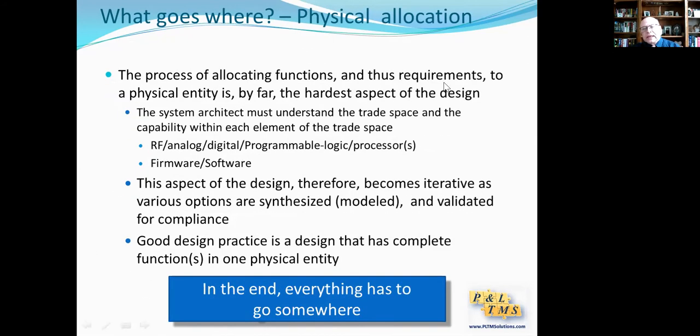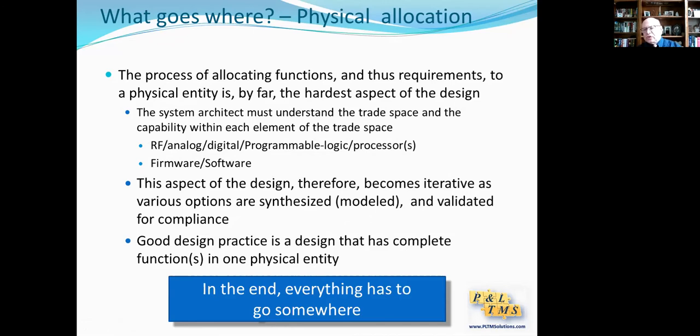By the way, the implementation of the allocation, the physical design, is probably the hardest part of that aspect of design, right? The process of allocating the function and thus the requirement to the physical entity. And the system architect, the person who's responsible for keeping track of everything, right?